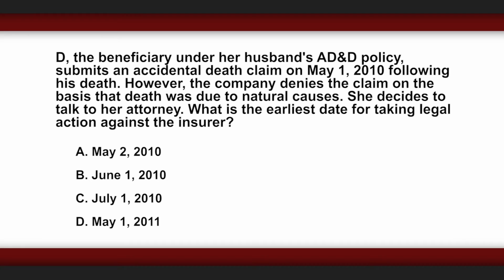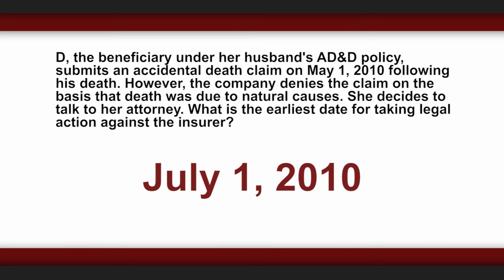The beneficiary under her husband's AD&D policy submits an accidental death claim on May 1, 2010 following his death. However, the company denies the claim on the basis that death was due to natural causes. She decides to talk to her attorney. What is the earliest date for taking legal action against the insurer? May 2, 2010, June 1, 2010, July 1, 2010, May 1, 2011. The correct answer is July 1, 2010.